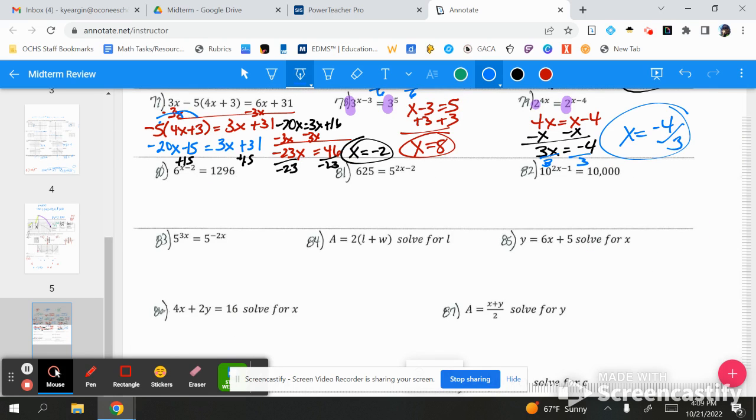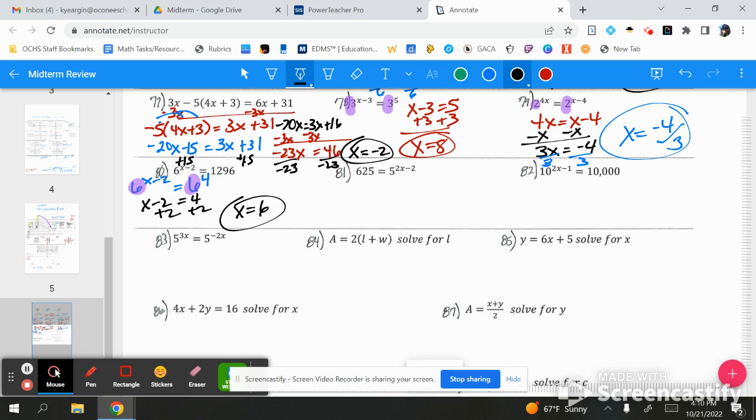For number 80, we can see that our bases are not the same. So remember, we can't make a base any larger. We can only make numbers smaller. So I have 6 to the x minus 2, and I've got to take 1296 and turn it into a base of 6. So I need to pull my calculator out and start doing 6 to the first, 6 to the second, 6 to the third, until I find out what equals 1296. That is going to be 6 to the fourth. At this point, I can see that, yes, my bases are now the same. So I can say x minus 2 is going to equal 4. Add 2 to each side. X will equal 6.